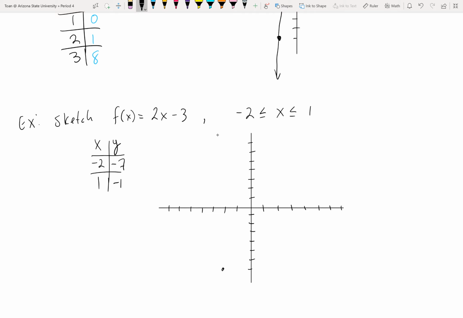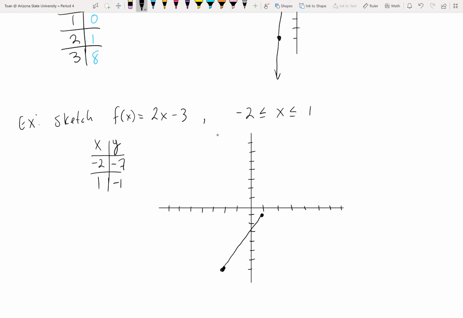-2, -7. 1, -1. Oh, -1. Thank you. There you go. Since those are the extreme values of my domain restrictions, I know that's it. All you got to do is connect the dots.